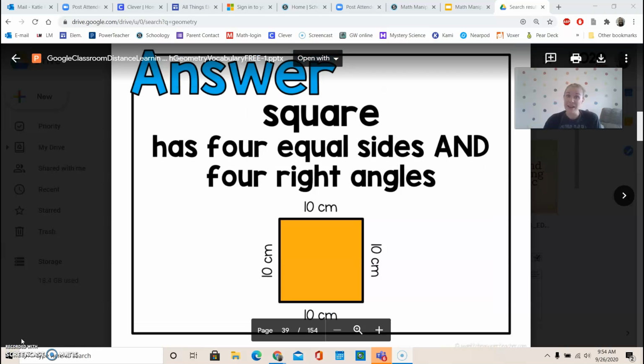All right, the last type of parallelogram is called a square. And a square has 4 equal sides and 4 right angles. It is the most specific type of parallelogram or quadrilateral on the chart. So I'm going to read the definition for you that's right in your book. Squares are parallelograms. A square has 4 right angles. Its 4 sides are all the same. All squares are rectangles. All squares are also rhombuses. And all squares are also parallelograms. And all squares are also quadrangles or quadrilaterals.